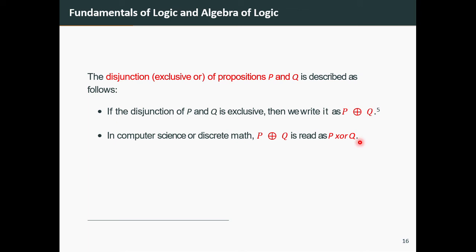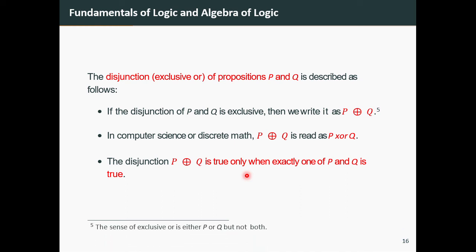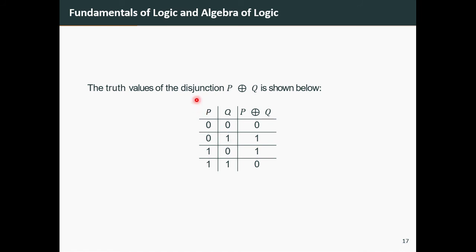Now let's describe the truth values of the XOR. The disjunction P XOR Q is true only when exactly one of P and Q is true. Now this can be better described using the truth table. The truth values of the disjunction P XOR Q is shown below.